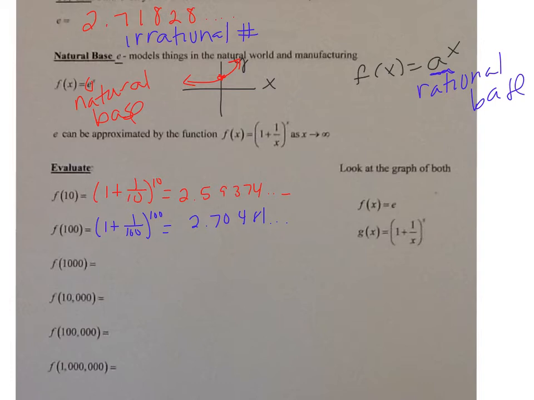So now we're going to do f of 1,000. So it's (1 plus 1 over 1,000) raised to the 1,000 power. So plug that in your calculator, you get 2.71692. Getting closer. All right, let's do f of 10,000. So it's (1 plus 1 over 10,000) raised to the 10,000 power. And that comes out to be 2.71815. Okay, it's getting closer.